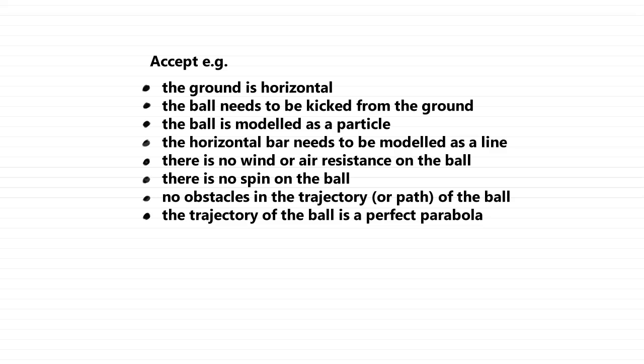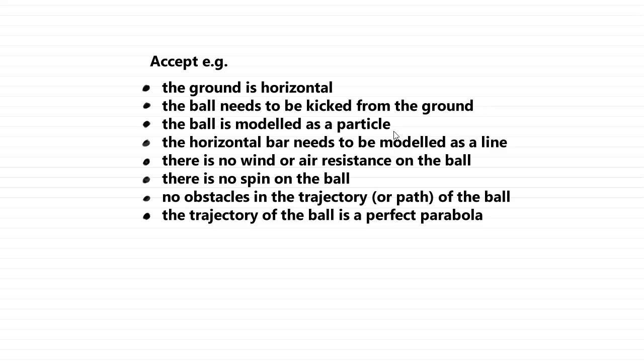So for this last part of the question, we're being told to give one limitation of the model. Looking at the mark scheme, they've given several examples, and hopefully you would have had one of these. We are assuming that the ground is horizontal. Very unlikely. There's going to be some bumps in the ground, so not necessarily horizontal. The ball needs to be kicked from the ground. Well, it might not be. It's maybe bouncing just before it's kicked, say.